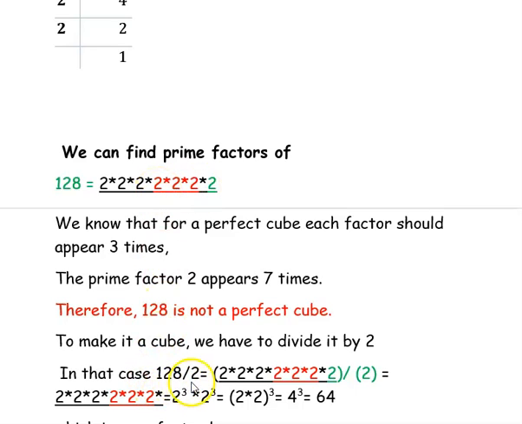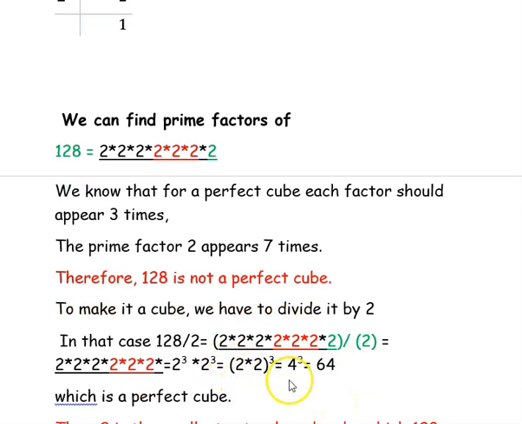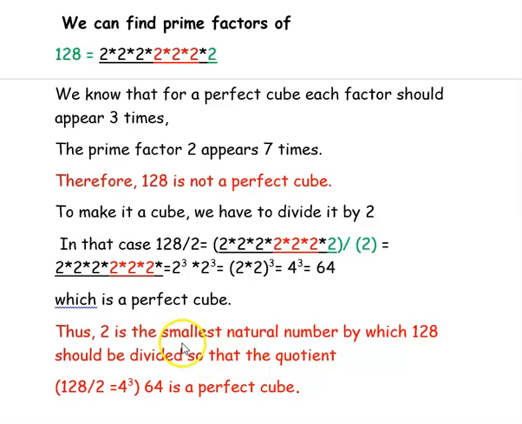Now I am dividing 128 by 2. I will get 2 cube into 2 cube. Since the powers are the same, we can multiply the bases. So 2 into 2 cube is 4 cube, which is nothing but 64. So 64 is a perfect cube number. Thus 2 is the smallest natural number by which 128 should be divided, so that the quotient, 128 divided by 2, that is 4 cube, or 64, is a perfect cube.